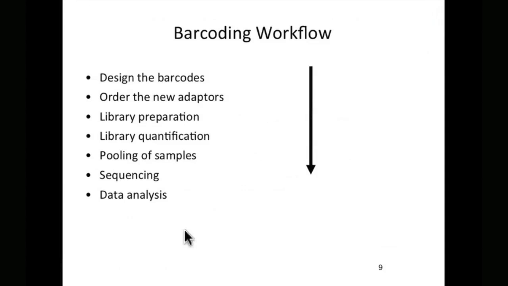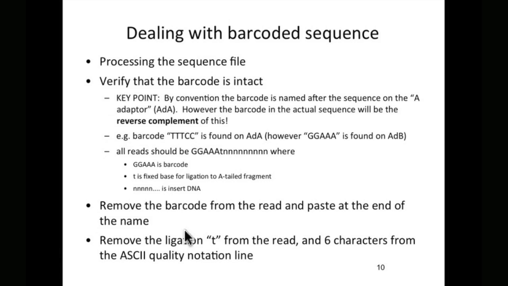So let's go over the barcoding workflow real quick. You design the barcodes using one of those three methods, order the new adapters, being sure to get a 5' phosphate in the right place, do your standard library prep and quantification, preferably using SYBR Green or some equivalent, pool your samples and submit them for sequencing. And then we get to data analysis. We'd like to say a quick word about that here.